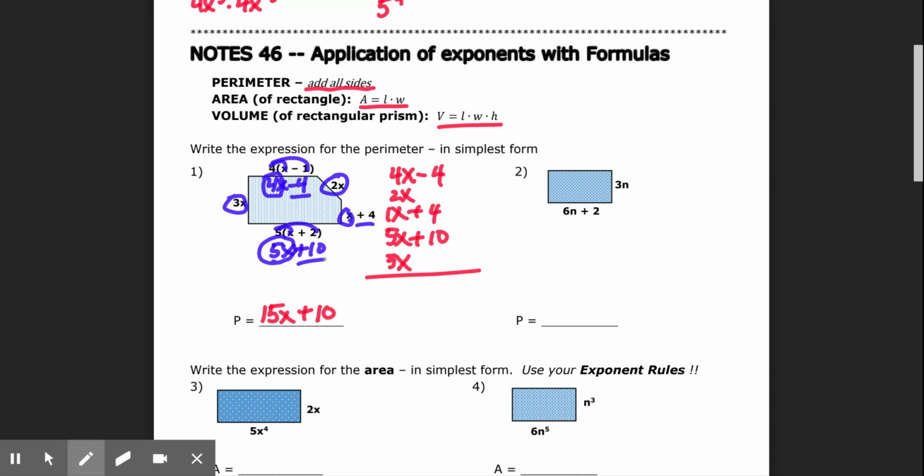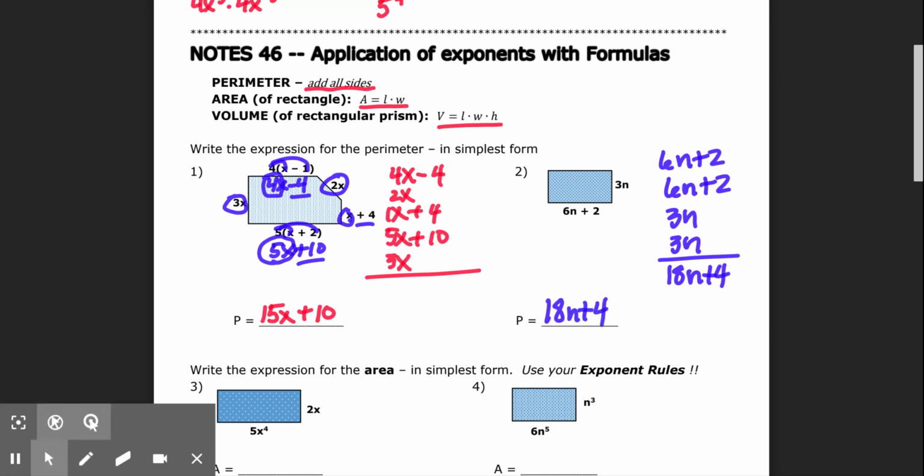All right, number 2. So you're finding the perimeter. So 6m plus 2, 6m plus 2, 3n and 3n. So 6 and 6 is 12 and another 6. So that gives you 18n plus 4. So the perimeter is 18n plus 4.